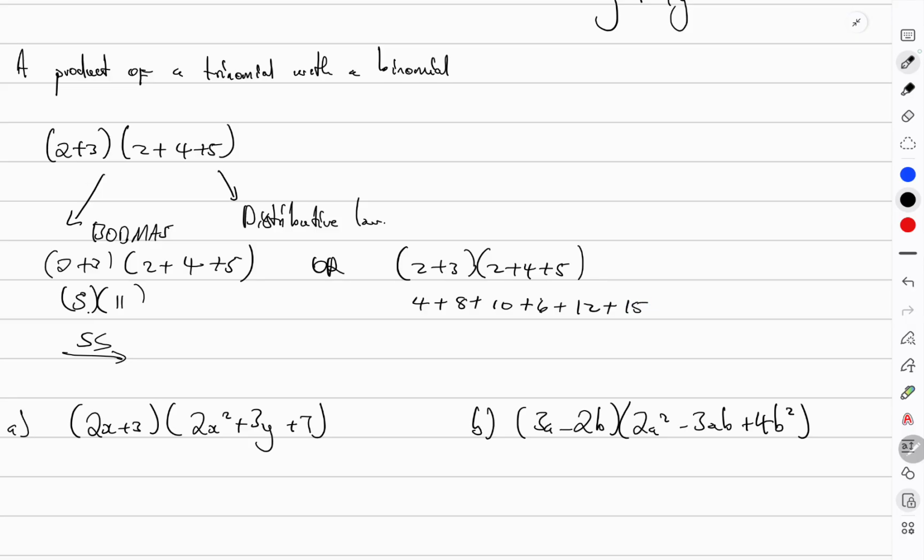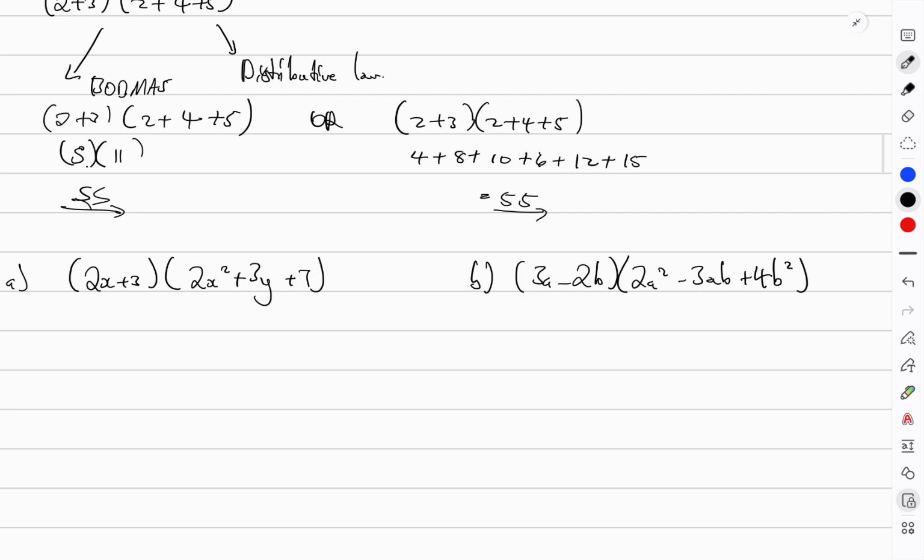Now let us use our calculator and see if we are going to receive that particular 55. 4 plus 8 is 12, 12 plus 10 is 22, 22 plus 6 is 28, 28 plus 12 is 40, 40 plus 15 is 55, right? So can you see that when we use BODMAS, we got 55, and when we use the distributive law, we got 55.